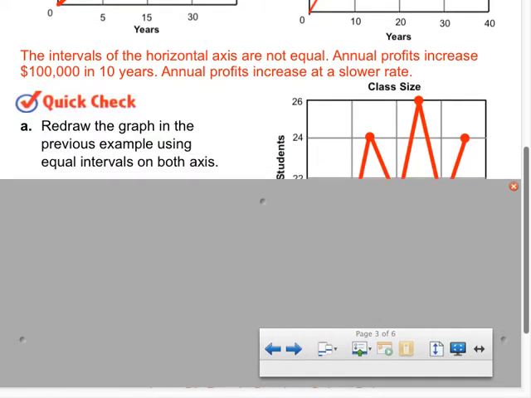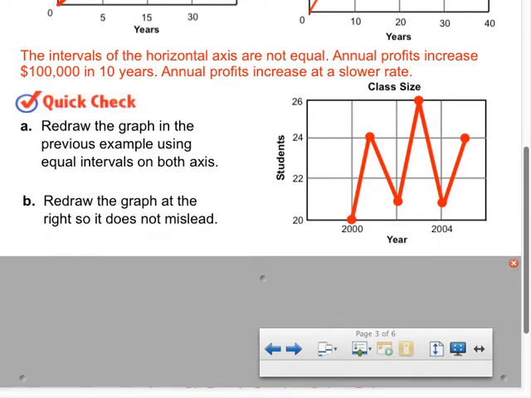Now let's take a look at this. I already did A for you. Take a look at this graph. After this is done. What's up with this graph? If you look at it, it looks like there's some wild changes, right? But look at the intervals. Are the changes all that wild? Okay, what else is wrong with this?